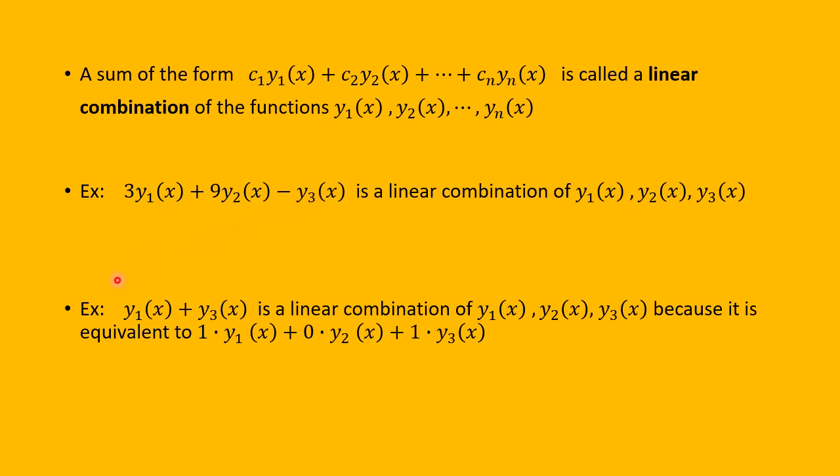Let's look at another example. Suppose we just have y sub 1 of x plus y sub 3 of x. I claim that is also a linear combination of the functions y sub 1, y sub 2, and y sub 3, because we could write this equivalently as 1 times y sub 1 plus 0 times y sub 2 plus 1 times y sub 3.